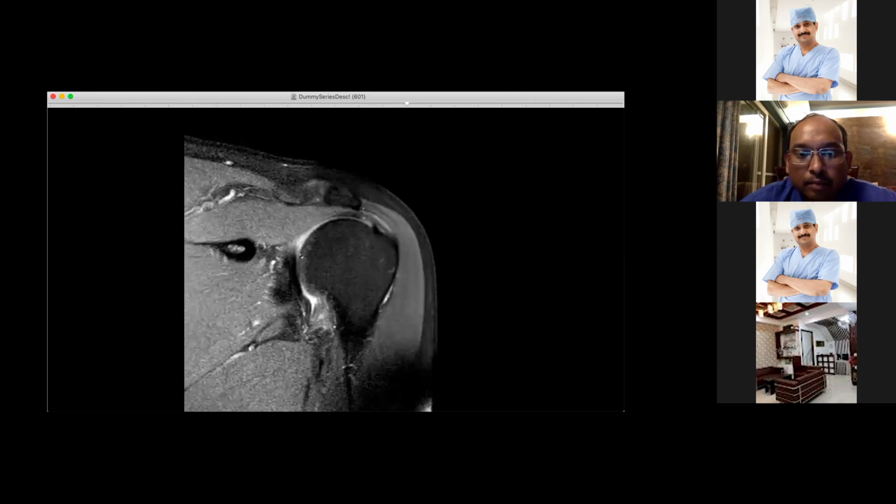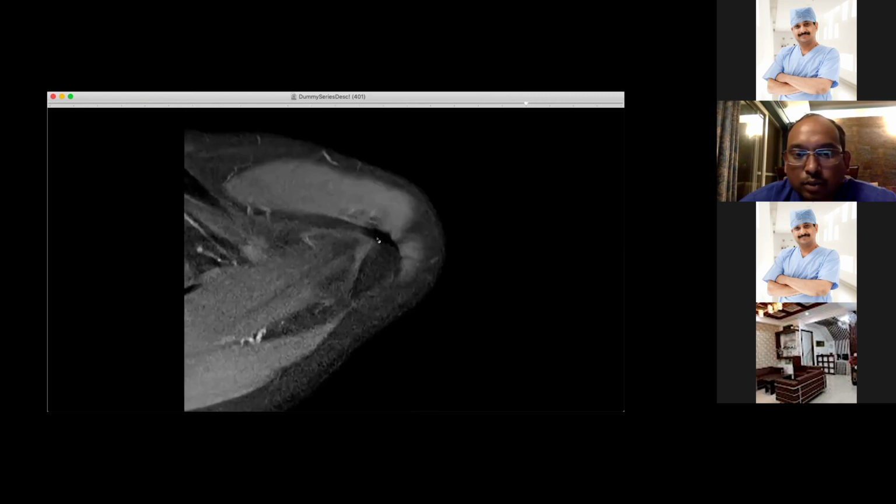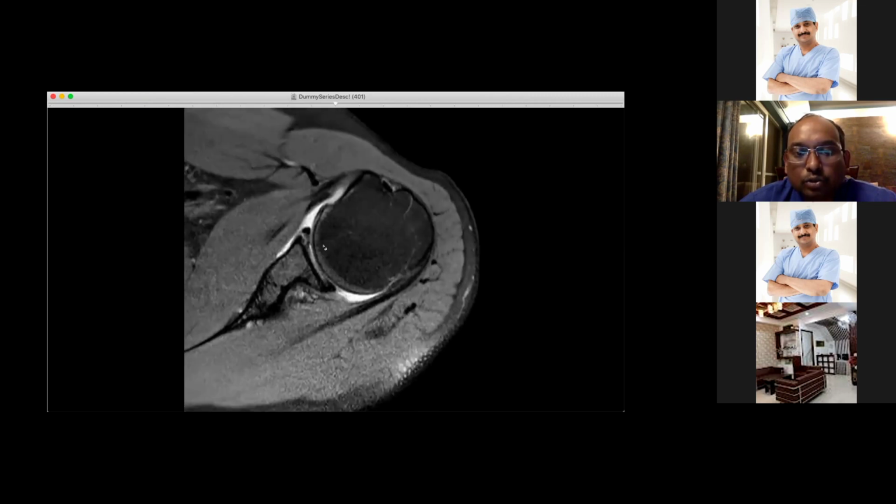posterior labrum. But you can see that it is a little difficult to see in the coronal view, but it was quite easier to see in this axial view. So we would always rely on the axial view for the glenoid labrum rather than the coronal or the sagittal view.